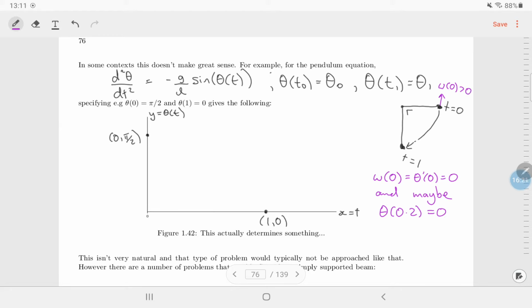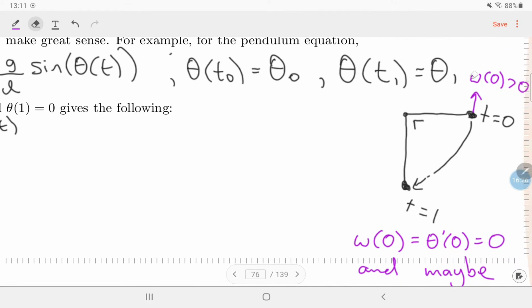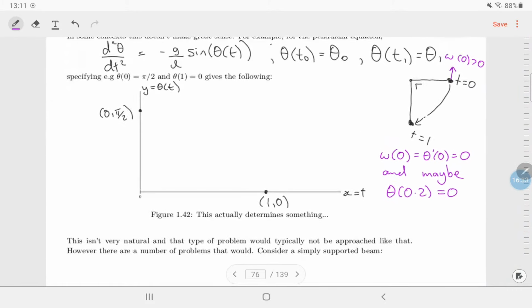Positive, well, actually, would that be negative? No, yeah, positive. The writing there isn't great, apologies. So what I'm saying is you want the pendulum to close in 1 second. Now omega here, maybe I just need to be absolutely clear about something.